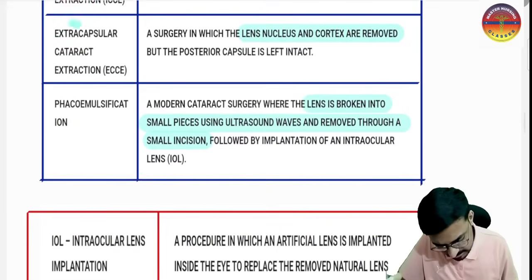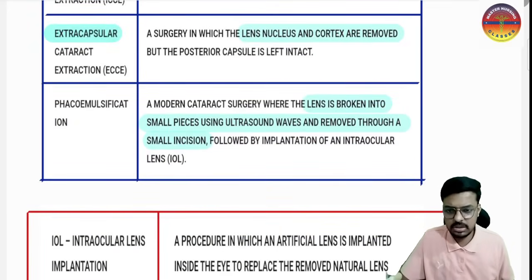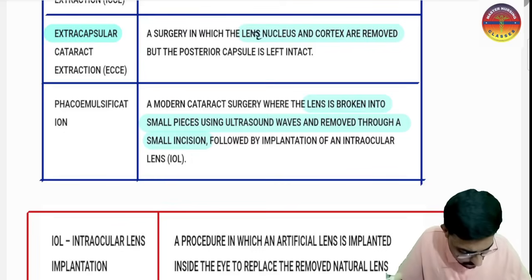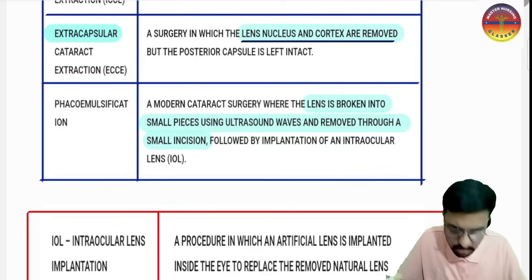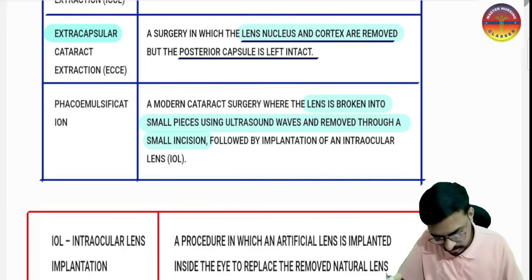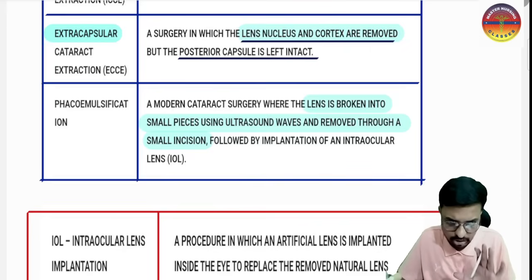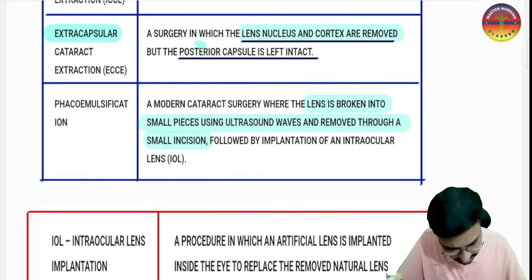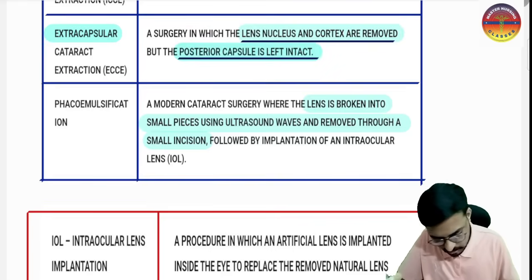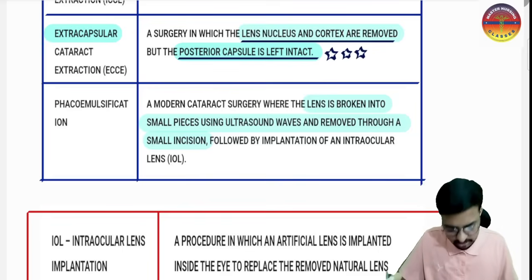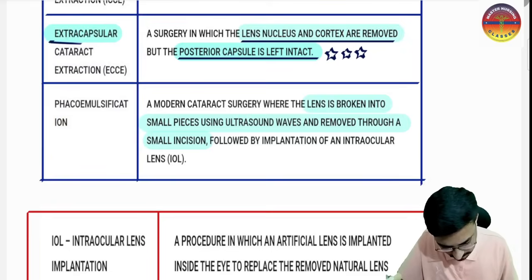Next we have extracapsular cataract extraction. Extracapsular means a surgery in which the lens nucleus and cortex are removed. We remove only the nucleus and the cortex, but we keep the posterior capsule intact. Only the front portion of the capsule, the cortex, and the nucleus are removed. This is very important: we are not removing the posterior capsule, it remains intact. That is extracapsular cataract surgery.